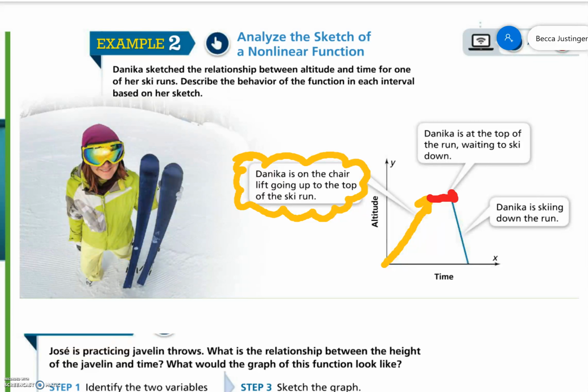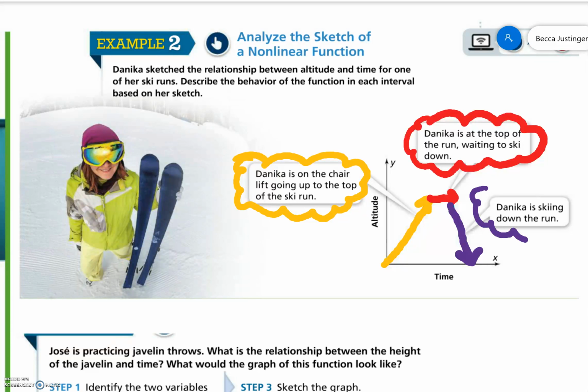Then her slope is 0. It is constant, which means Danica is at the top of the run waiting to ski down. Her altitude isn't changing because she's not going up or down. Then we have a negative slope. It is decreasing, which is when Danica is skiing down the run. So her altitude is decreasing because she's going down the hill.